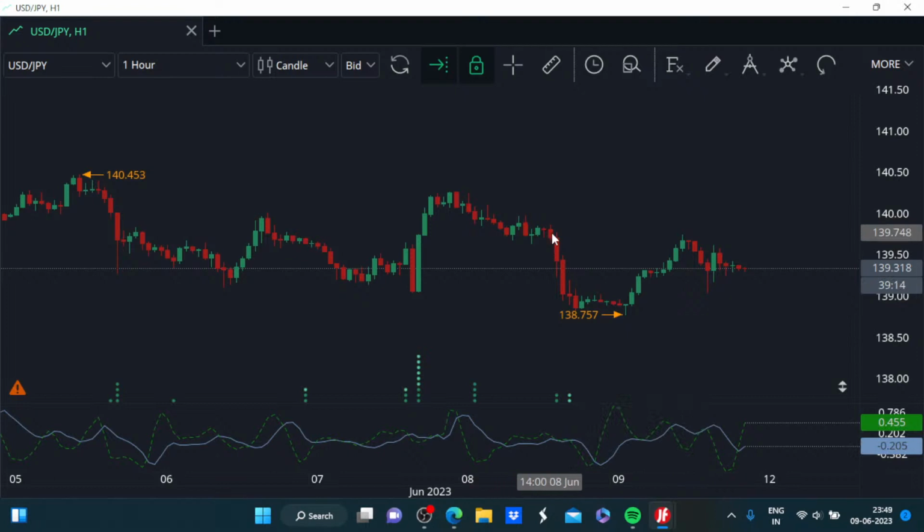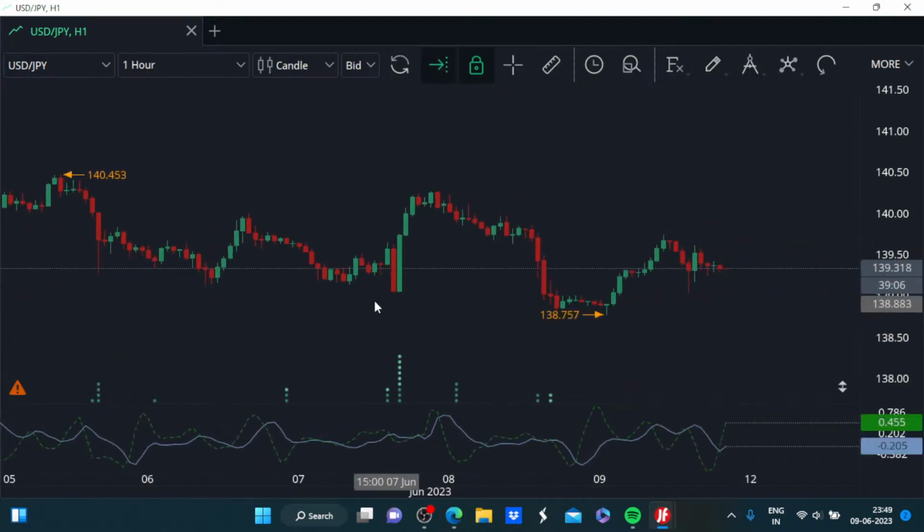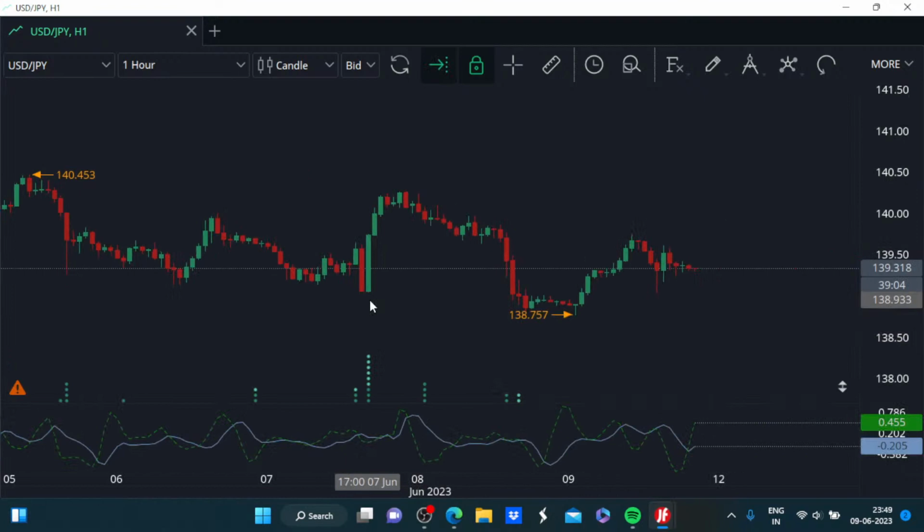The bearishness overwhelmed and pushed the USD to the lower side. So that would have signaled to us the beginning of a new bearish trend, a strong bearish trend, and that would have been a possibility for us to make money, to profit from this strong trend.